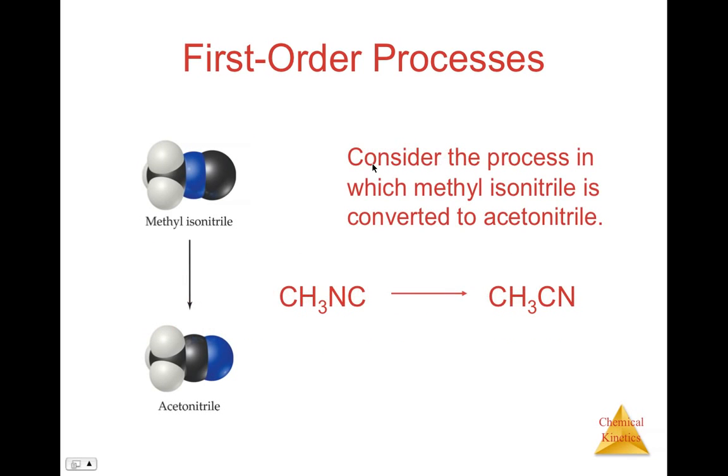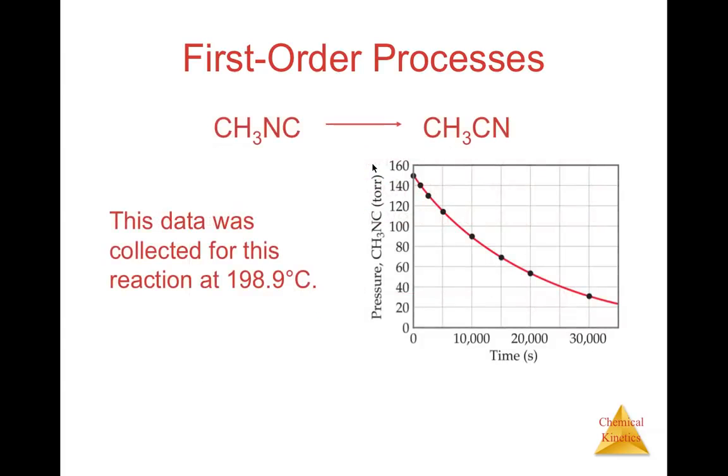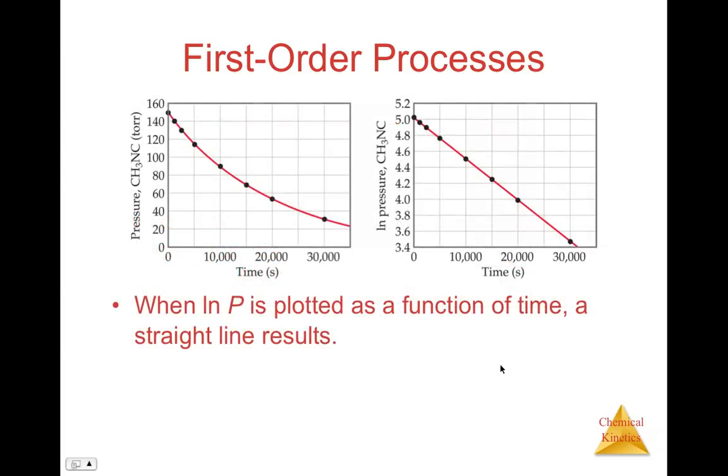Here's a first order process where methyl isonitrile is converted to acetonitrile. Here's the data. You can see pressure right here is used instead of concentration, and as long as it's a gaseous reaction, pressure and concentration are analogous to one another. Notice it's not a straight line because it's just the pressure versus time. But if we graph the natural log of the pressure versus time, now we get a straight line with a negative slope, and therefore we can tell that it's a first order process.